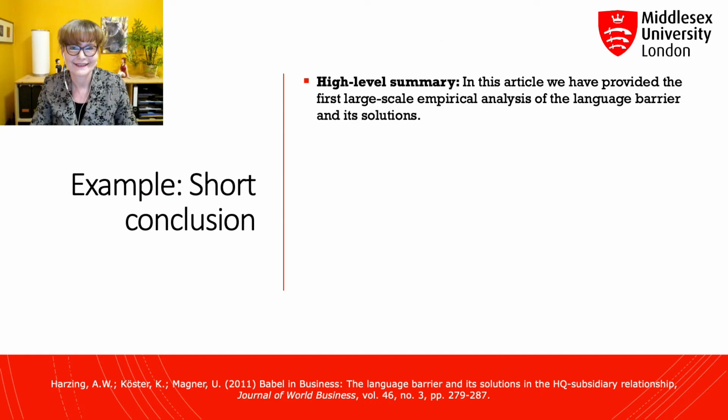The first example is of a really short concluding section. Sometimes articles have a strict word count, so you don't have a lot of space for the concluding section either, or it might be customary to have short concluding sections in the journal that you are aiming to publish in. So in this conclusion, we kept it high level. We had a high level summary indicating that our study was the first large-scale empirical analysis of language barriers in multinational corporations and the solutions to language barriers.